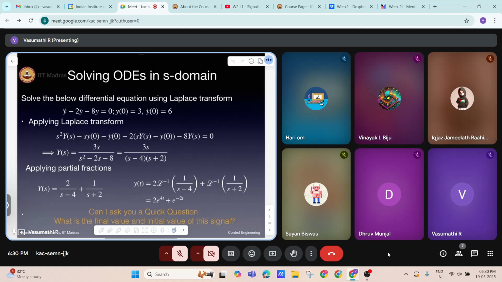Or if you are asked to find the original time domain representation, just do an inverse Laplace transform. That is, y equals e power 4t plus e power minus 4t.